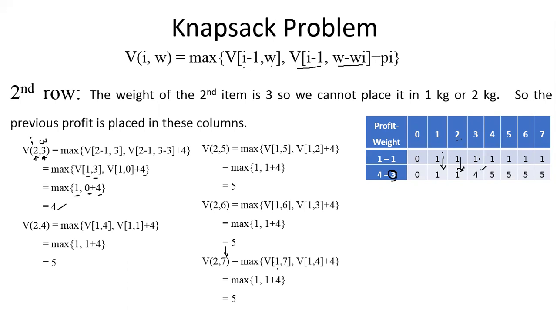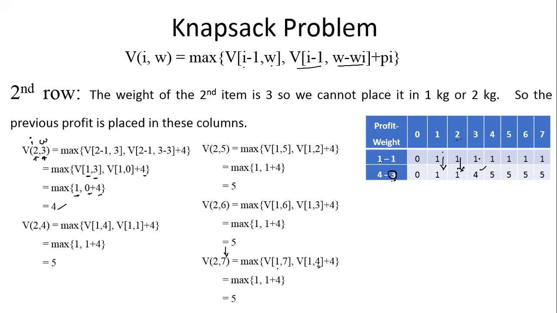This is the total capacity of the bag. The value of V of 1 comma 7 is 1 here. After that, V of 1 comma 4. Why? Because the total capacity of the bag is 7 here. In 7 we are going to place the 3-weight item, so that's why 4 is the remaining balance. So the weight of 4 is kept free.